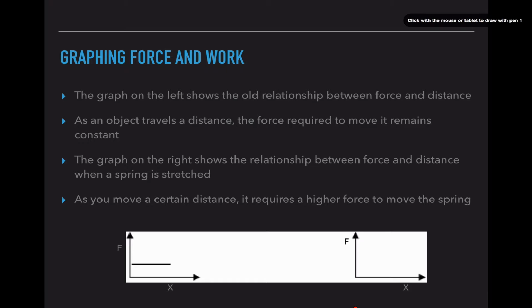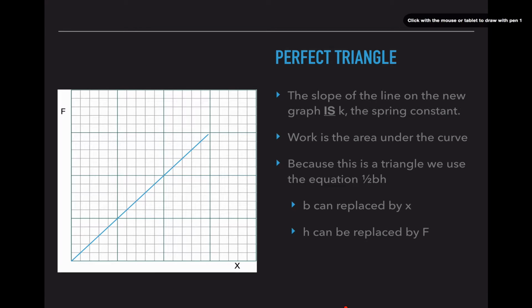As you move a certain distance, it requires a higher force to move the spring. So if you're not moving at all, the force required is 0. If you're moving 1 meter, maybe the force is only 1 newton. 2 meters, now the force is 2 newtons. So this creates an increasing sloped line. As distance increases, the force required also increases. So again, here's our force versus distance graph.